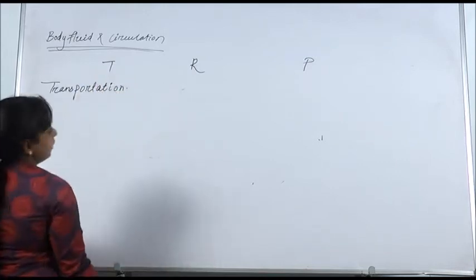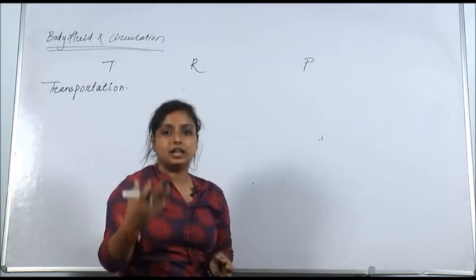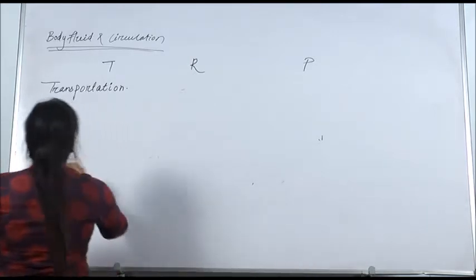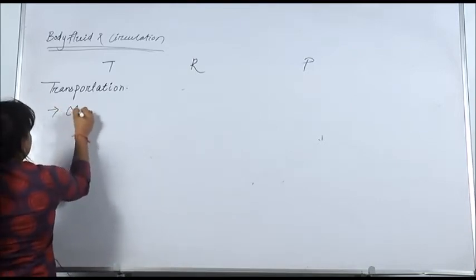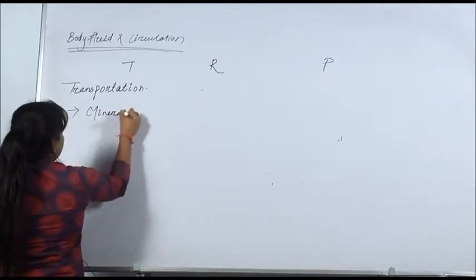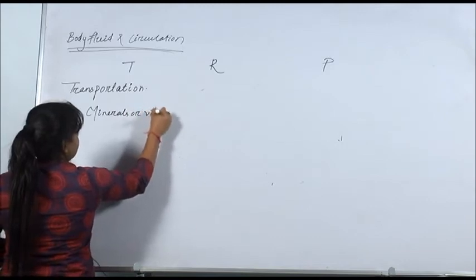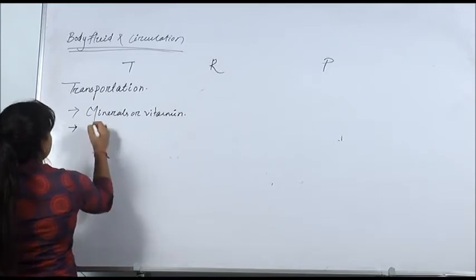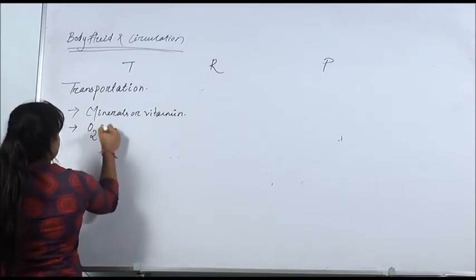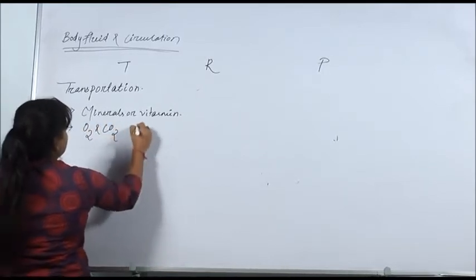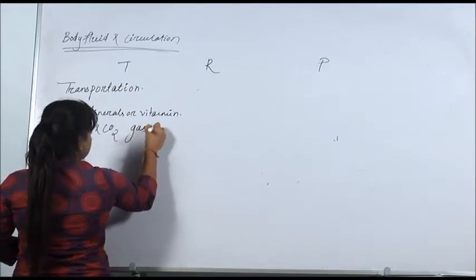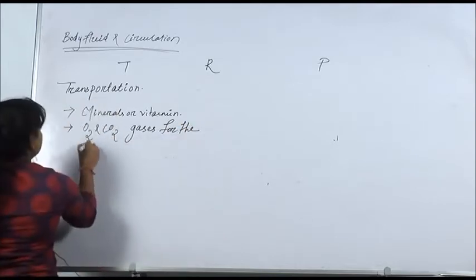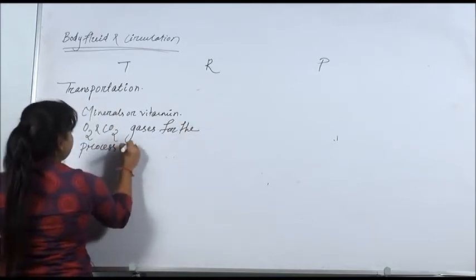So how does circulation help in transportation? Circulation majorly helps in the transportation of different materials. These materials may be minerals or vitamins that are required for body growth. These materials may also be oxygen, carbon dioxide, gases for the process of breathing.